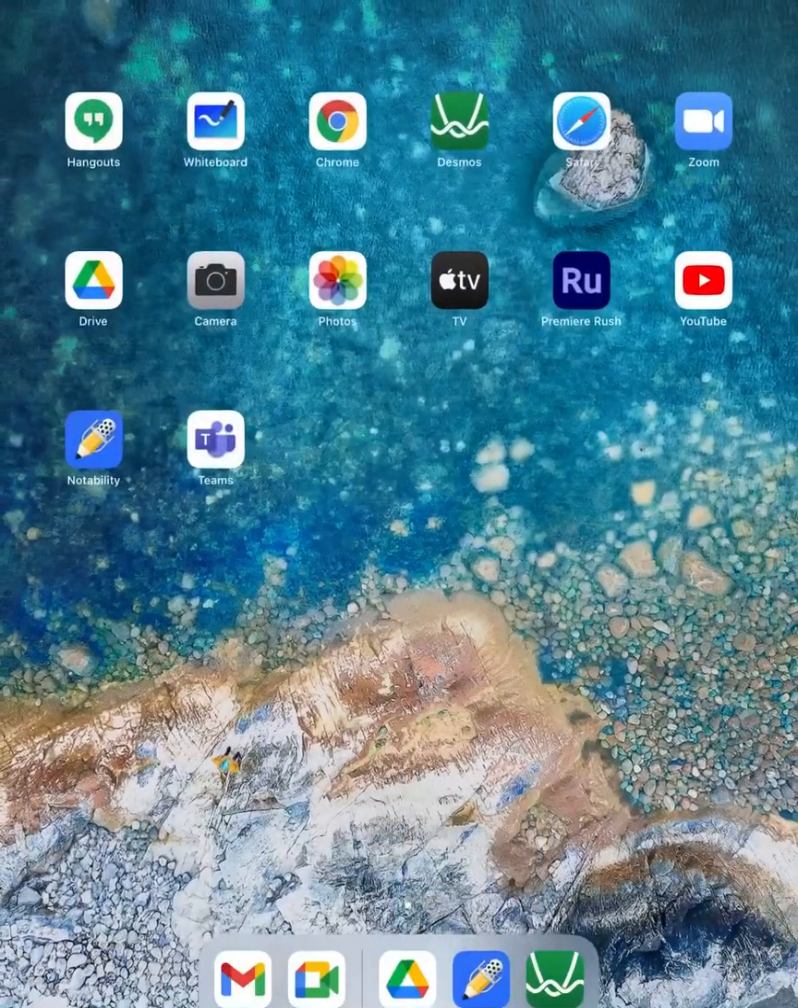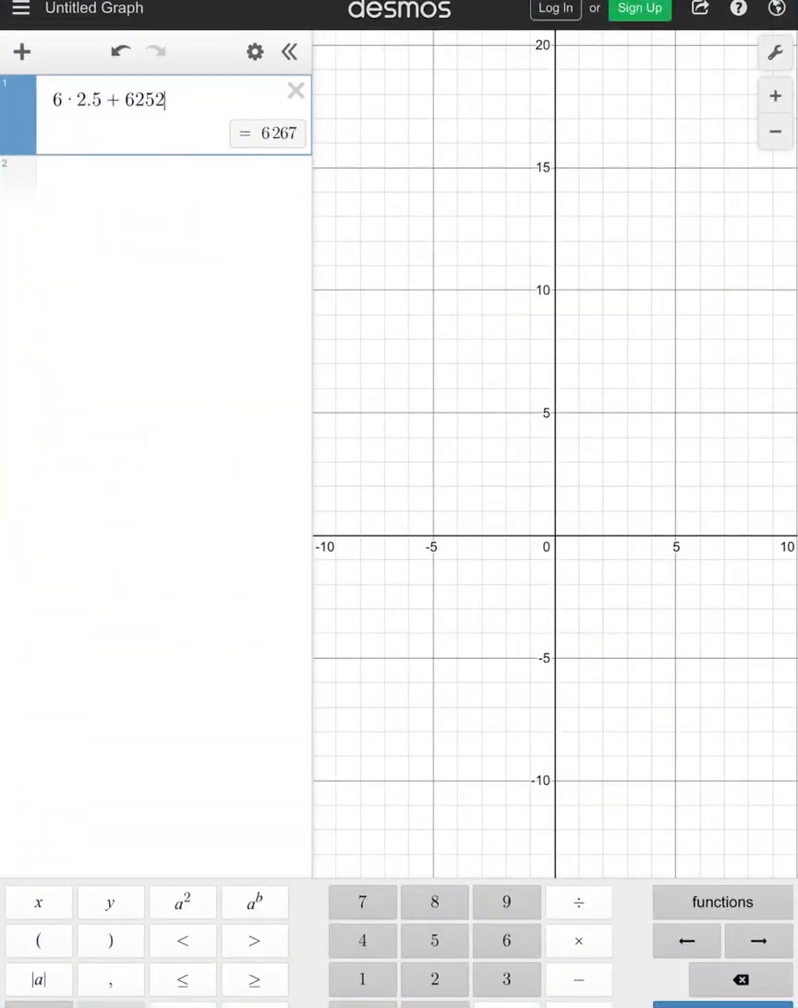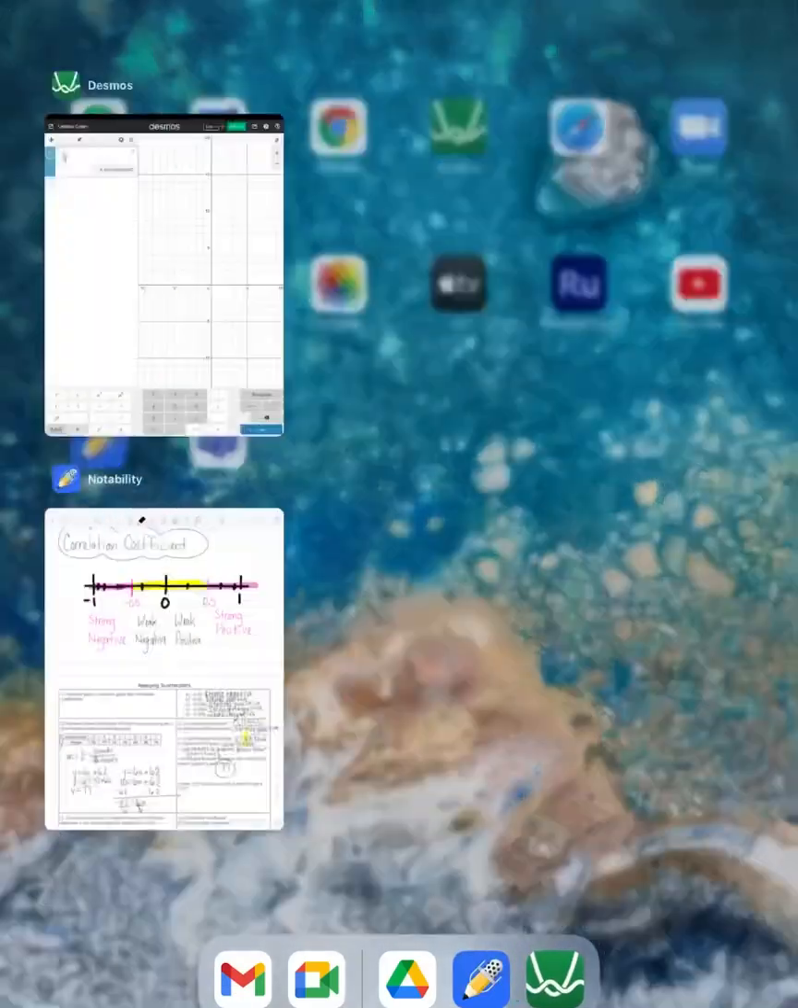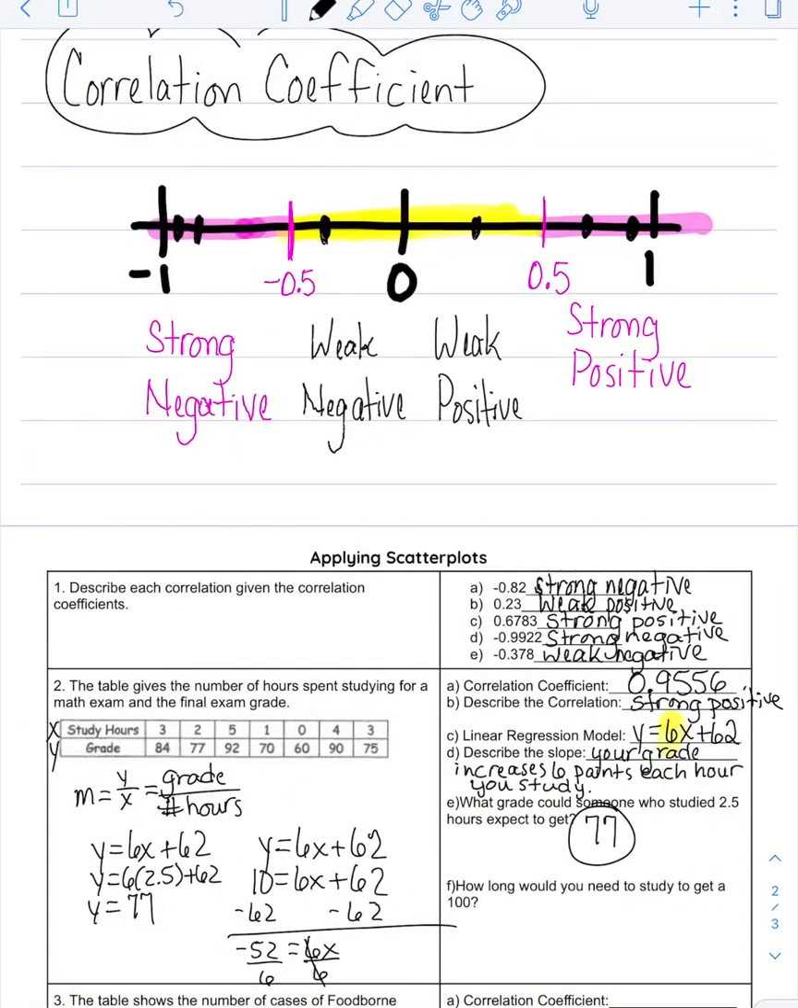Negative 52 equals 6x. Divide both sides by 6. 52 divided by 6. Now something's not making sense to me here. Oh, I forgot and I made a mistake.